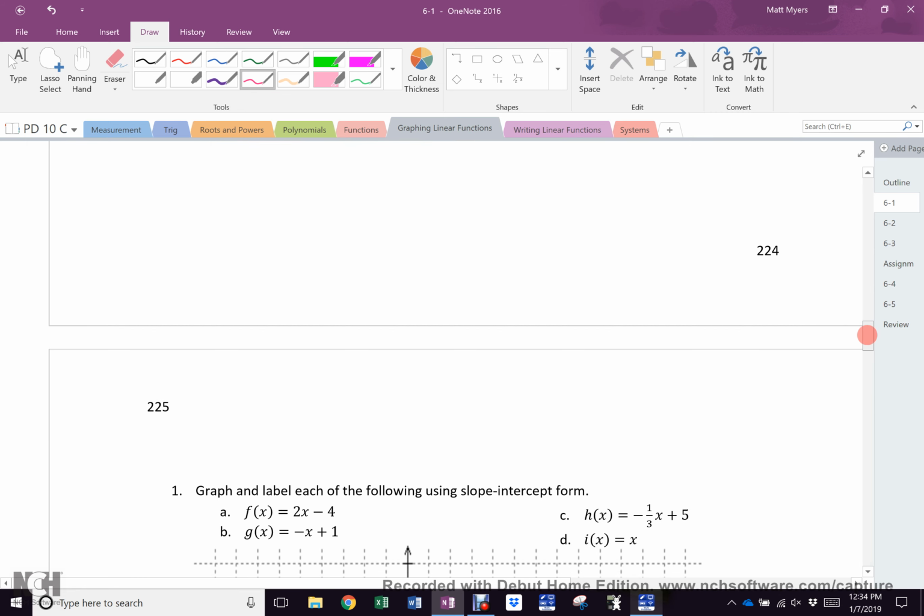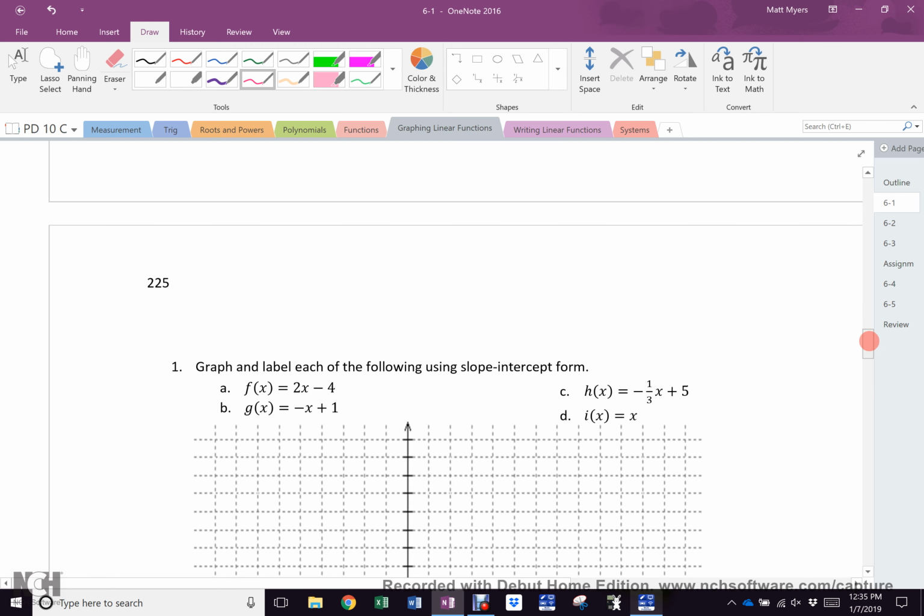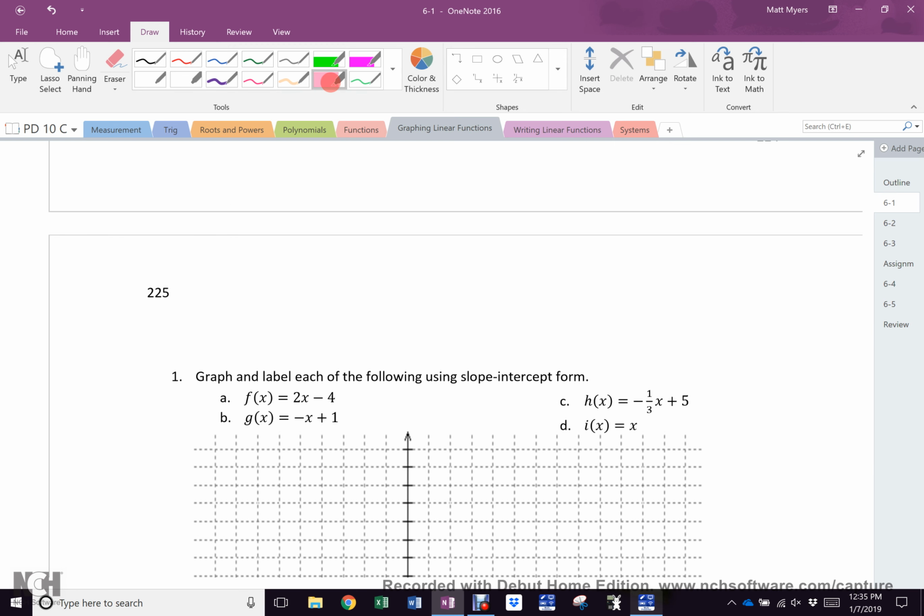Okay. Turn the page over. So now you know what slope-intercept form is. It is y equals mx plus b. What do you know about b? That is the y-intercept. What do you know about m? That is the rise over the run, right?